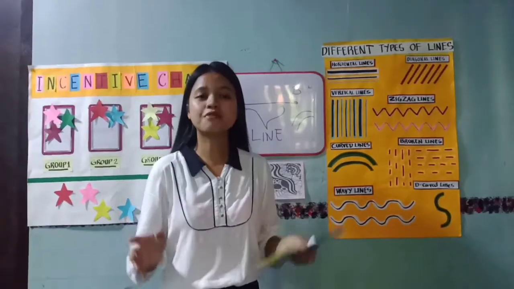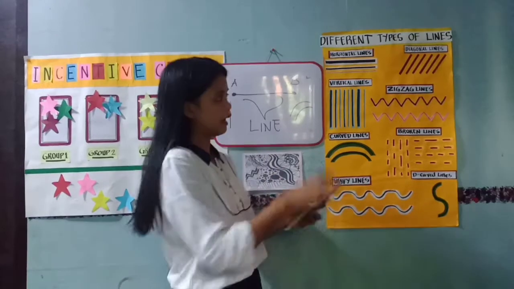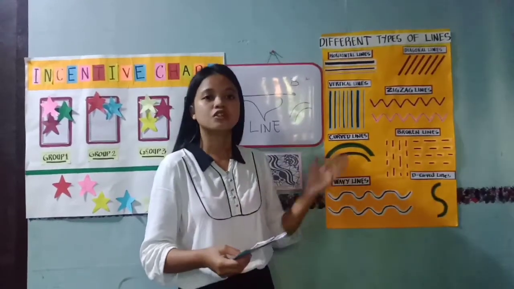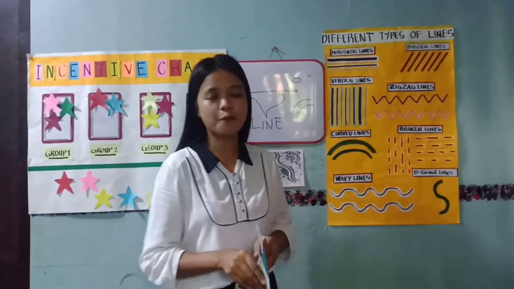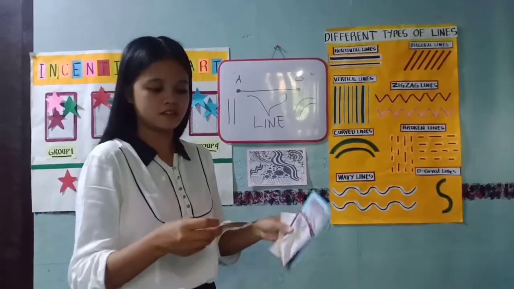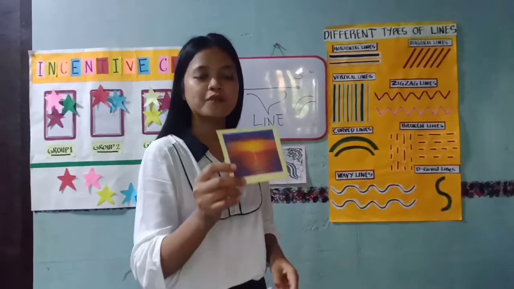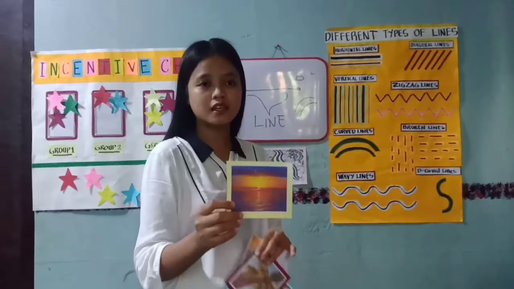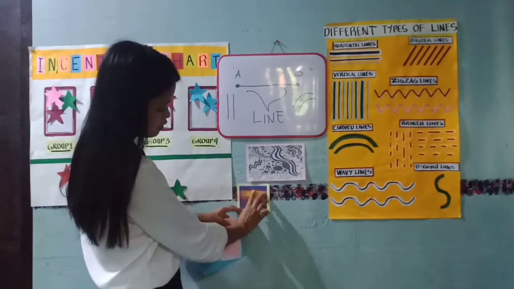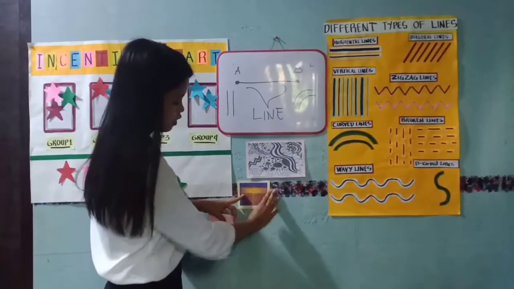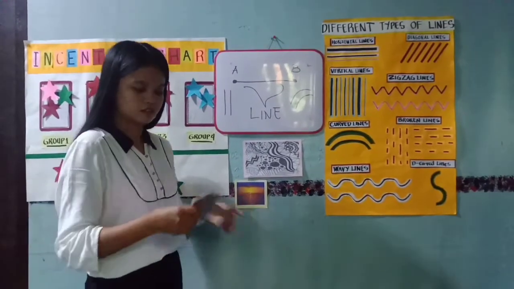Different lines convey different messages. Each kind of line shows a trait or characteristic. For example, the horizontal lines. When we say horizontal lines, it stands for rest, peace, relaxation, and serenity. This is one example of horizontal lines that shows its characteristics.